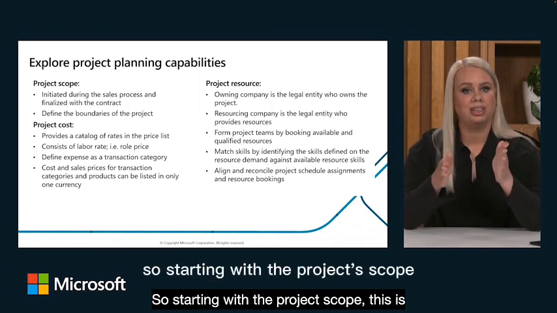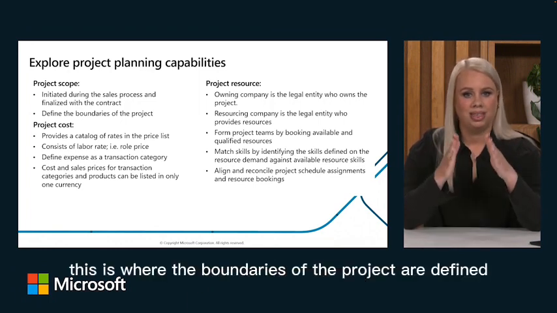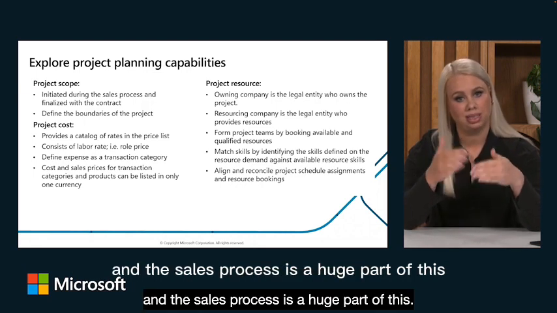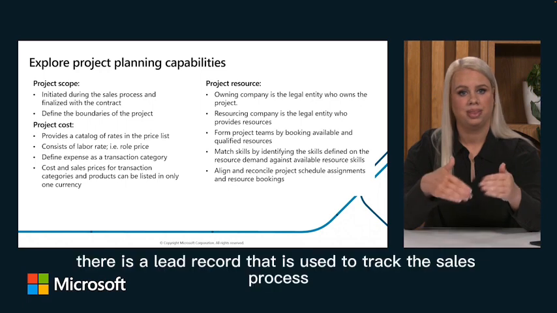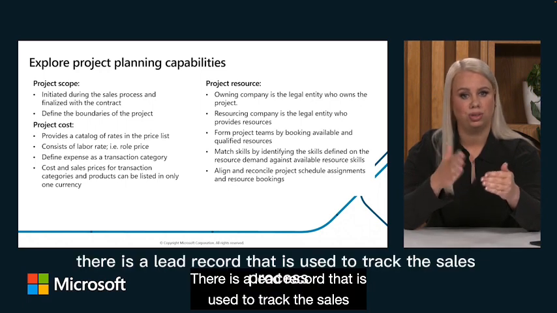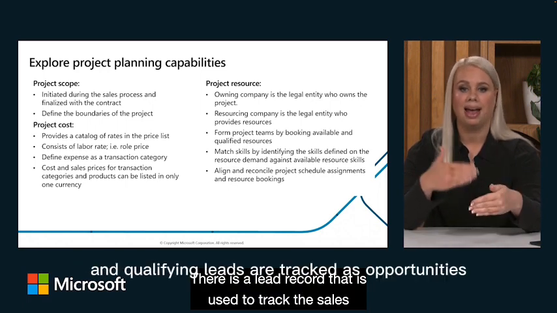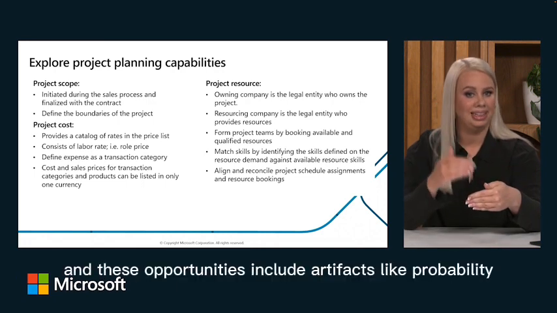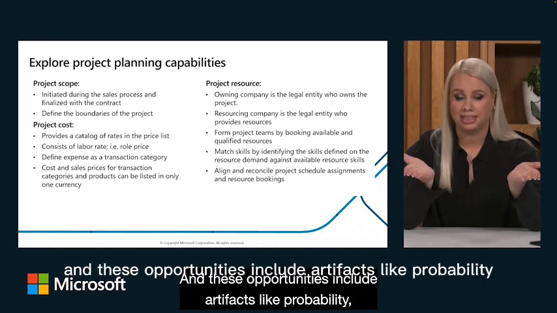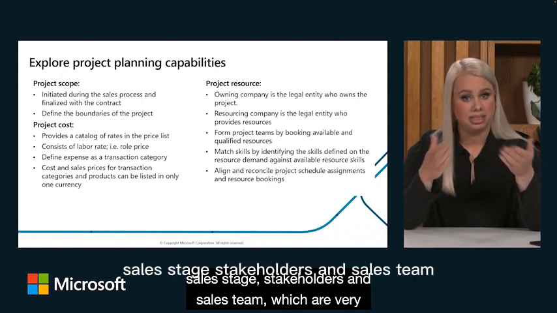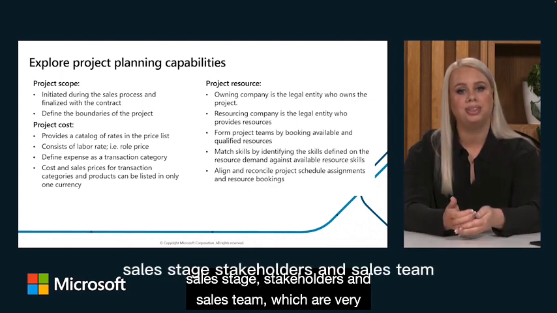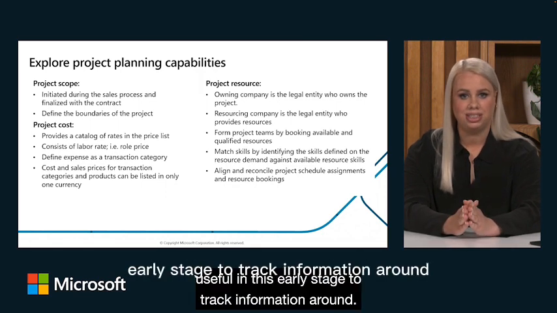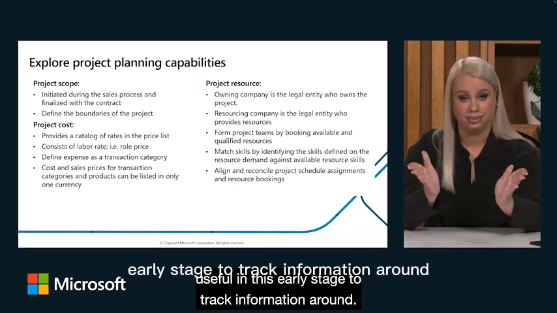So starting with the project scope. This is where the boundaries of the project are defined, and the sales process is a huge part of this. There is a lead record that is used to track the sales process, and qualifying leads are tracked as opportunities. And these opportunities include artifacts like probability, sales stage, stakeholders, and sales team, which are very useful in this early stage to track information around.